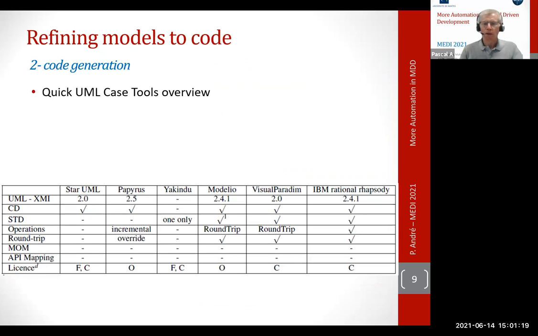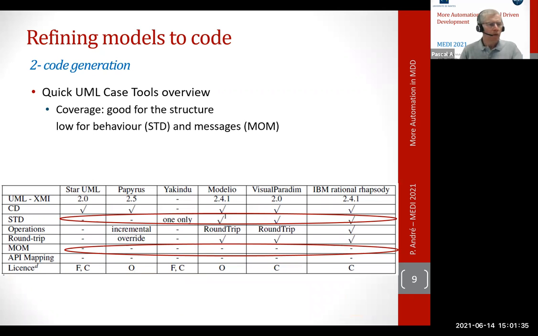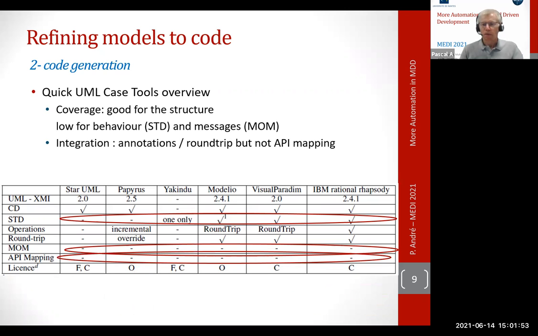We can quickly compare here the code generation of different CASE tools, and the table is a summary of it. The coverage is quite good for the structure, but low for the behavior. Here, behavior means state transition diagrams and operation definitions, but also the messages, which we call here message-oriented middleware. The integration with annotation and round trip exists in some tools, but not for the API mapping, which binds design concepts to implementation frameworks. None of them implement it.